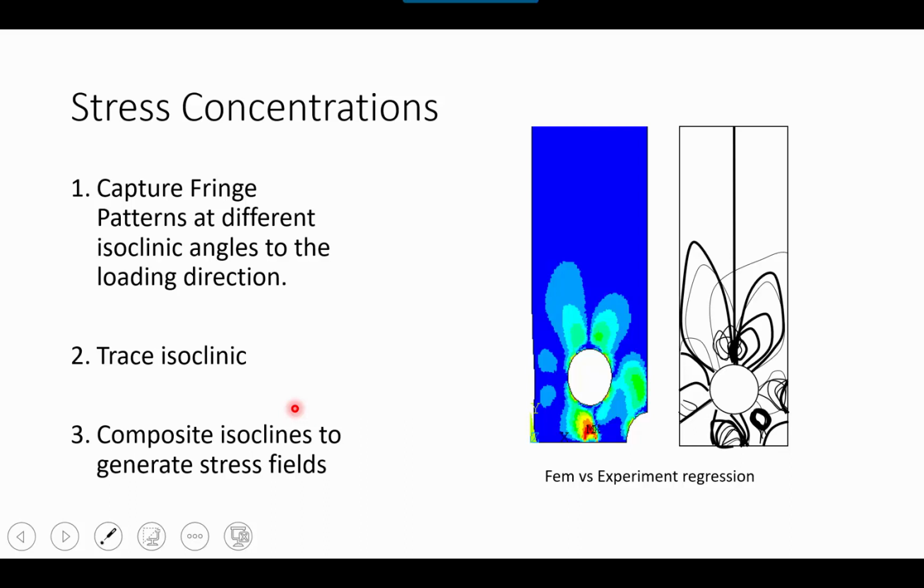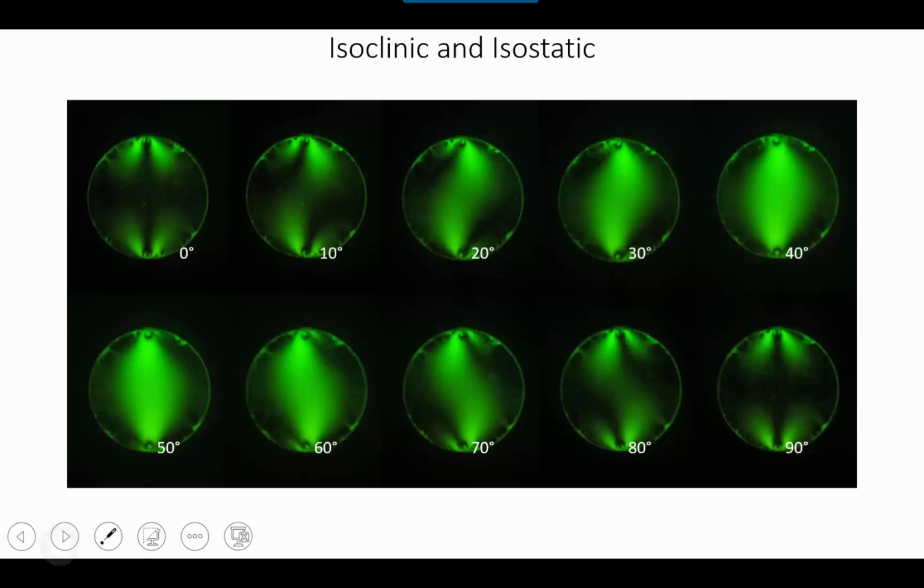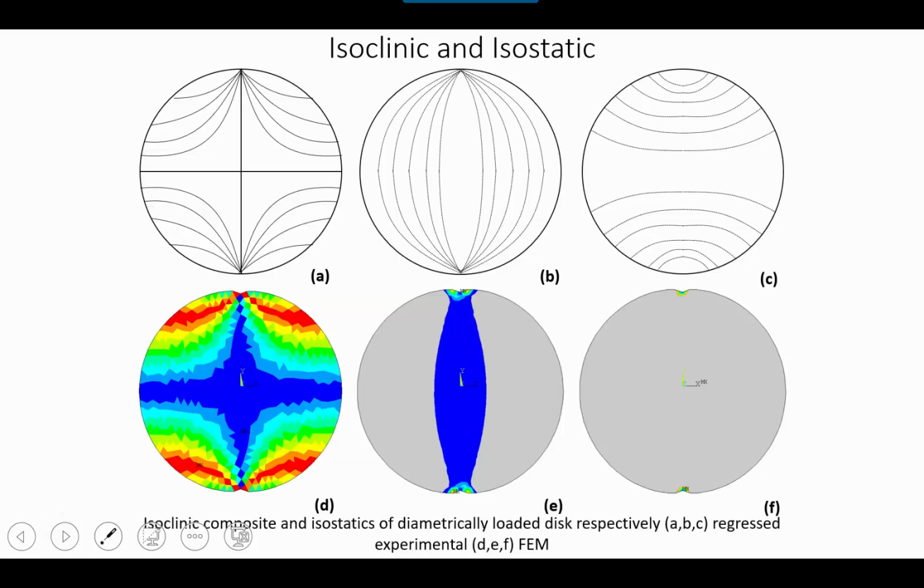And this image here is comparing what came from a finite element simulation and what came from the actual photoelasticity experiments. And then this is another example of a disk that's diametrically loaded. These are images taken at different angles, and then these are those patterns composed and compared to numerical simulations.